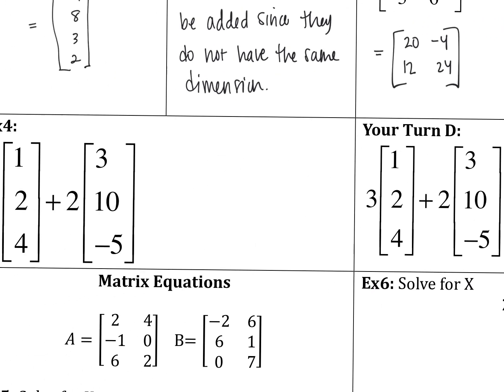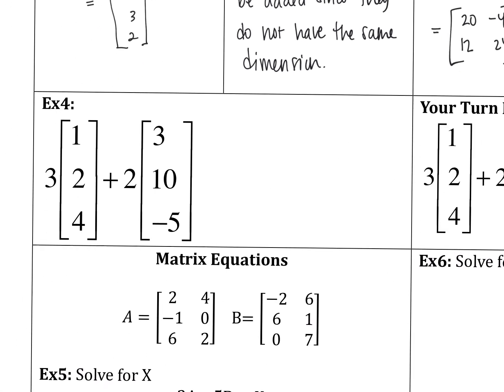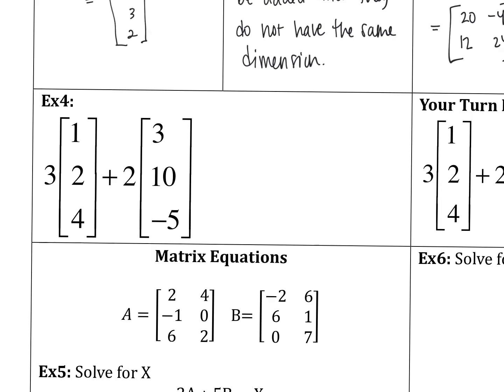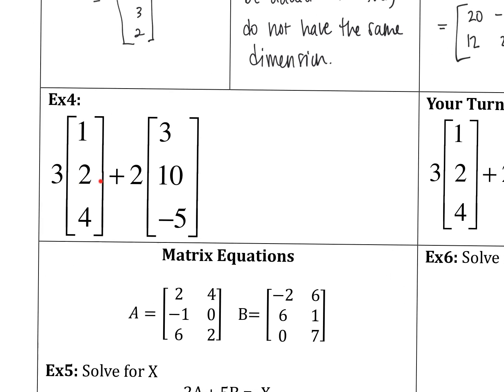All right, let's move on to example 4. Now we're kind of combining what we know, multiplying by a scalar, and then adding the matrices together. So let's do this. The first thing I'm going to do is multiply my first matrix by 3. 3 times 1, 3 times 2, and 3 times 4 will get me a resulting matrix of 3, 6, and 12.